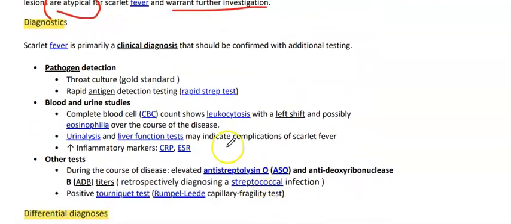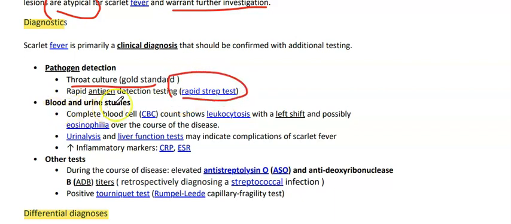Diagnosis of scarlet fever. Scarlet fever is primarily a clinical diagnosis. For pathogen detection, throat culture is the gold standard, but it takes more time. Then rapid antigen detection testing, which is a rapid strep test.